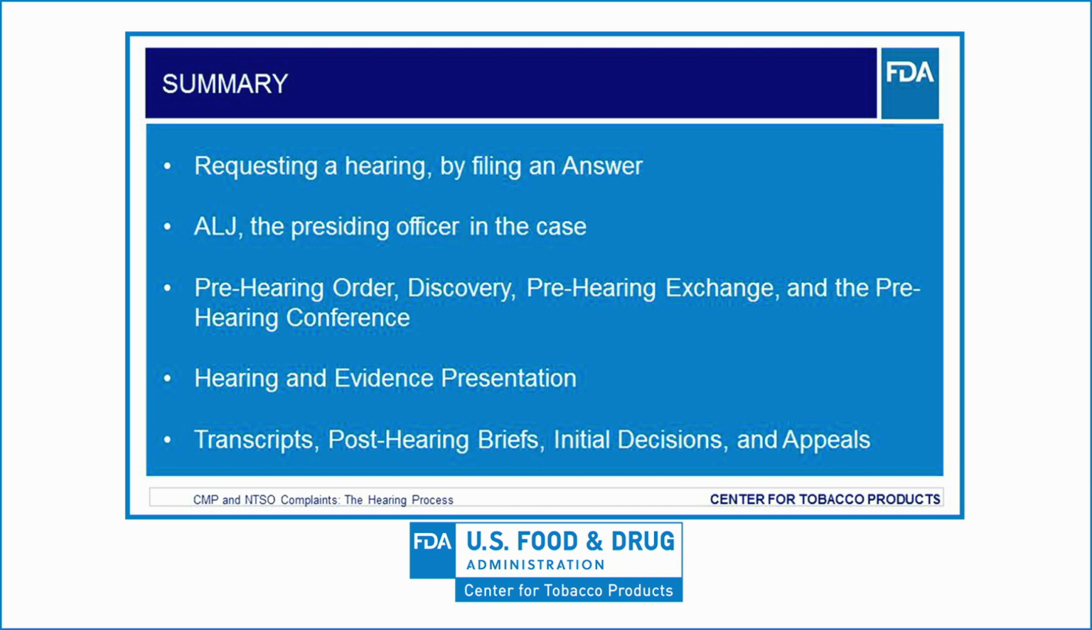What happens at the hearing, including how the hearing is conducted, who attends the hearing, and how documents are presented by both parties. What happens after the hearing, which includes release and review of the hearing transcript, submission of post-hearing briefs, the ALJ's initial decision, and the ability to appeal the ALJ's initial decision.